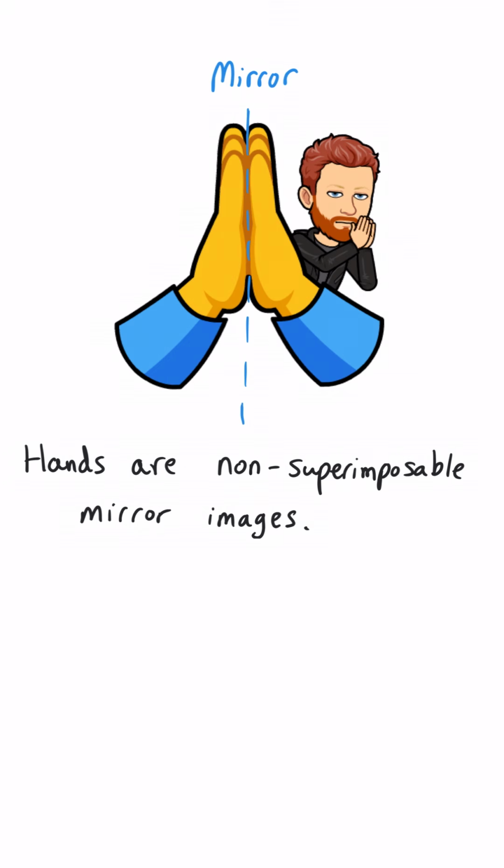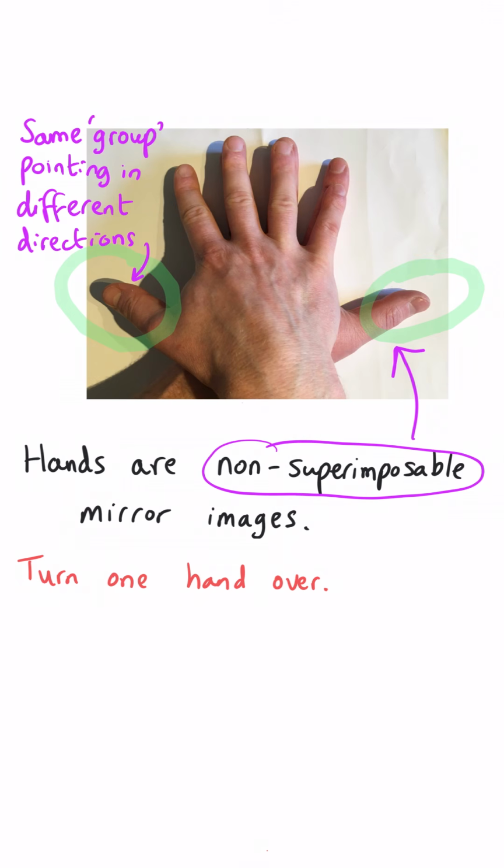But if you were to rotate one of your hands so the palms were both pointing in the same direction, you can see that these are very definitely not superimposable mirror images of each other. They are mirror images down the line in the middle, but they're not superimposable. And that's actually where the word chiral comes from.